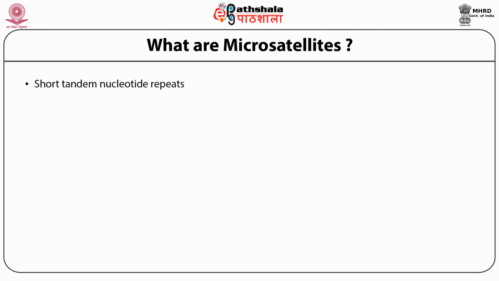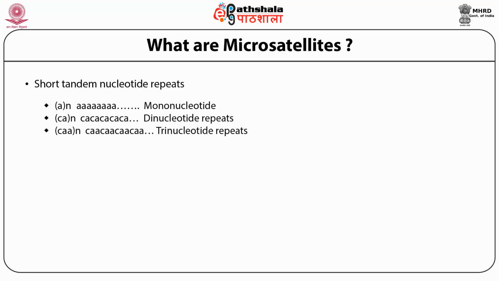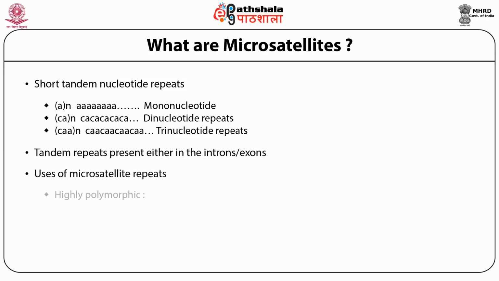Microsatellites are small tandem nucleotide repeats which can be either a mononucleotide or a dinucleotide or a trinucleotide, which can be present in either an intron or an exon. Mostly, microsatellites are polymorphic in nature. Hence, they have various utilities, such as in population genetics, in DNA fingerprinting, and especially in case of cancer, they can also be useful for diagnosis and prognosis.